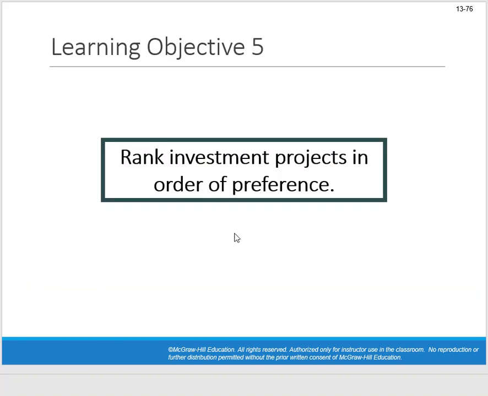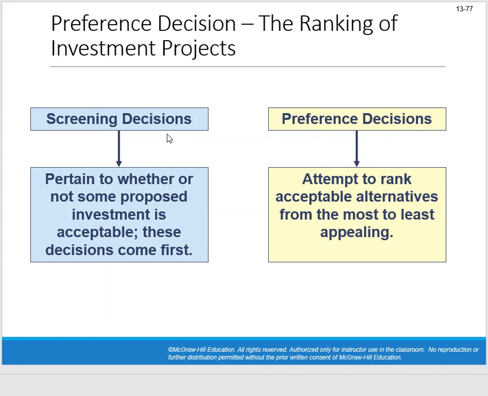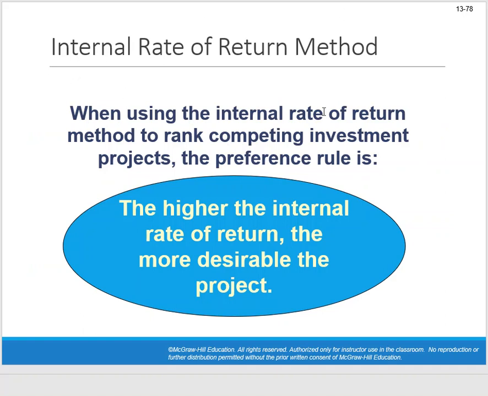So next we need to look at ranking our investment projects in order of preference. So we've been through a lot of different decision-making tools here, some of them being screening decisions, others being preference decisions. So the screening decisions pertain to whether or not some proposed investment is acceptable. Does it meet some hurdle rate? And then preference decisions are ones that attempt to rank acceptable alternatives from the most to least appealing. So IRR, internal rate of return, we use IRR to rank competing investment projects. The preference rule is simply the higher the internal rate of return, the more desirable the project.